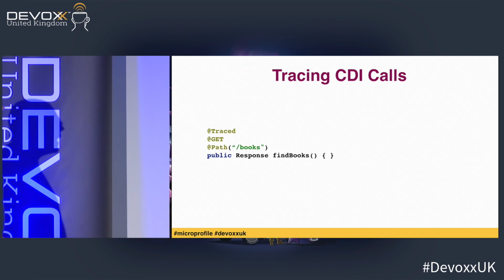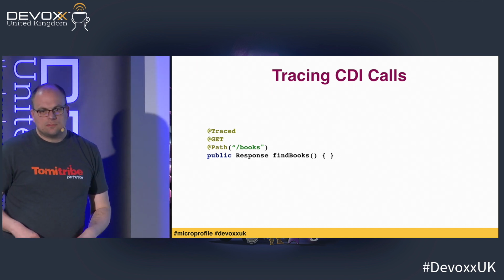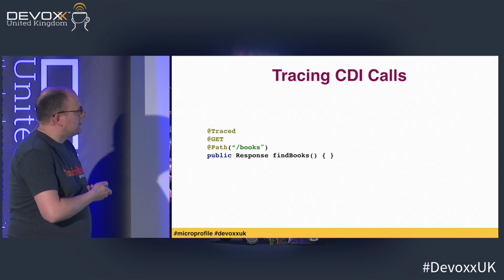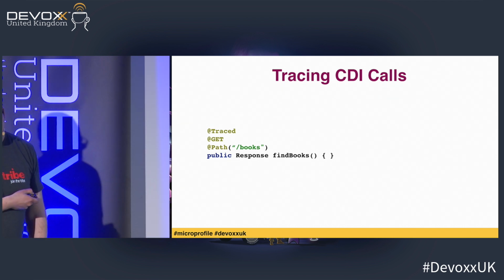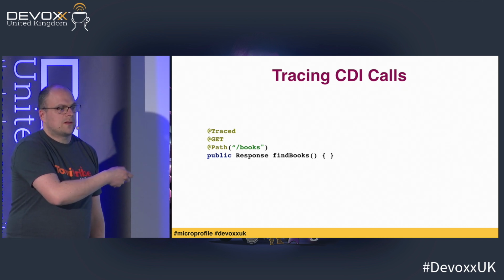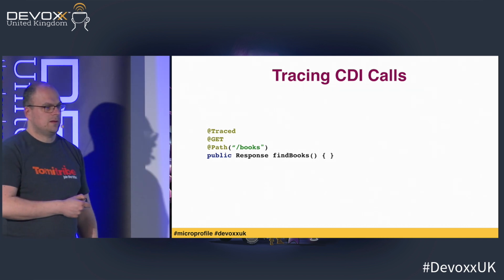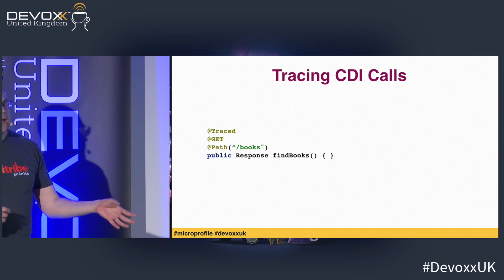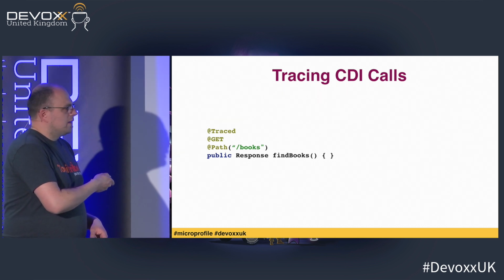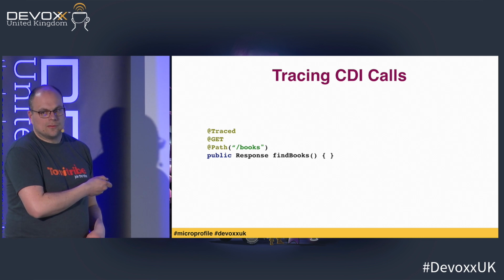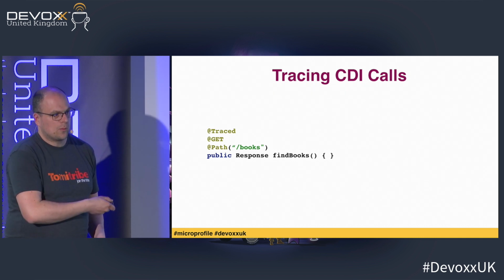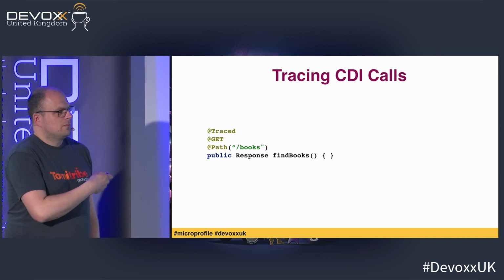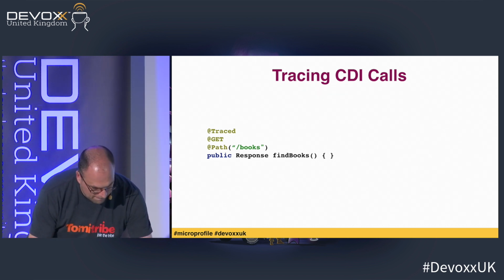So JAX-RS calls are actually traced by default, as I mentioned before. You can turn that off if you wish to do so. You can add @Traced onto a method and set that to false to say I don't want to trace this particular method. If you want to trace methods in CDI beans that your JAX-RS calls, you will need to add the @Traced annotation onto those methods, or onto the class if you want all of the methods traced. But the @Traced annotation itself is very straightforward. There's no other information to put on there.